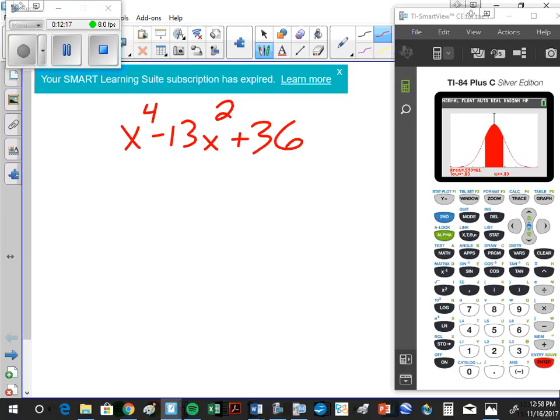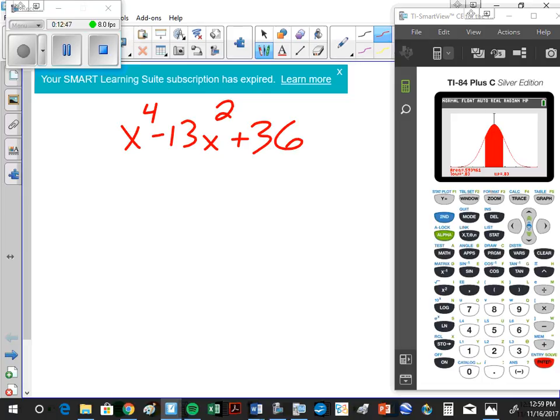Can I take anything out? I can't. The 36 doesn't have any x's. Well, there's actually another way to do this. It might look like it's missing something, but let's pretend that it said x squared and x and then 36. So let's pretend that it's x squared minus 13x plus 36.